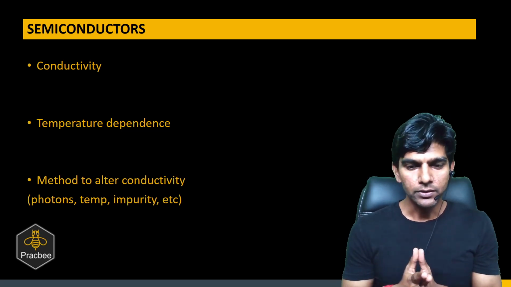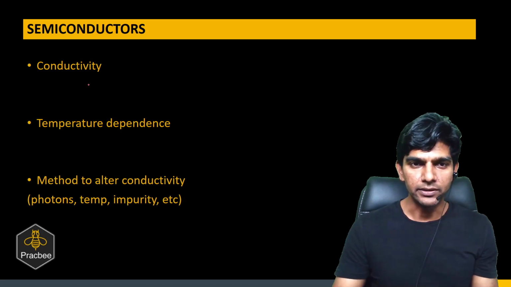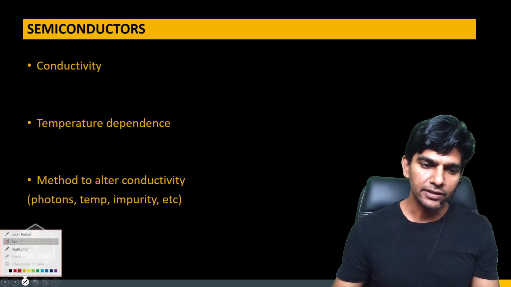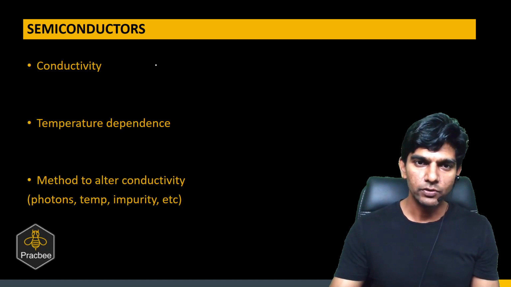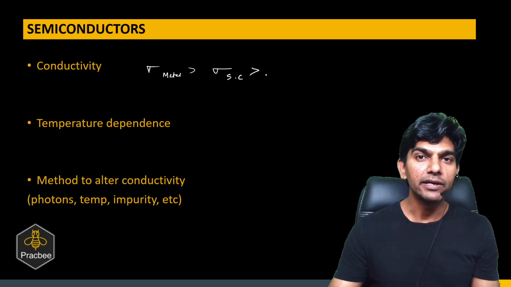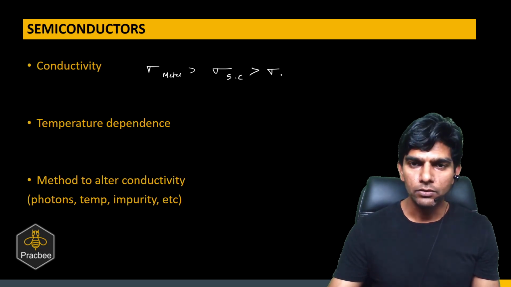So let us see how we can define a semiconductor. There is a crude definition. We can say the conductivity of the semiconductor lies between the metals and the non-metals. So I can say the conductivity of metal will be greater than the conductivity of semiconductor, and that will be greater than the conductivity of non-metals, right?